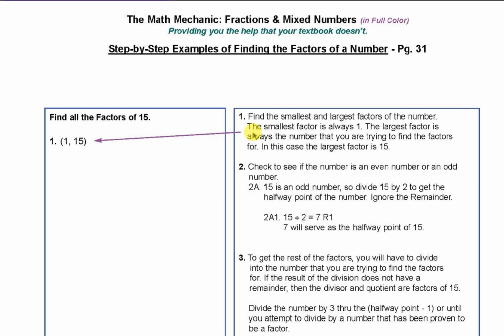So, the smallest factor is 1, and the largest factor is the number that we are finding the factors for. And in this case, that number is 15. So, the largest factor is 15.